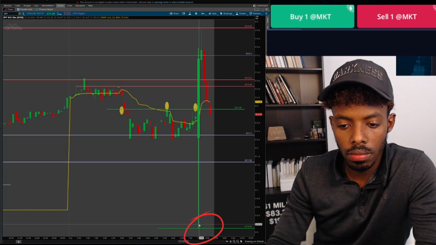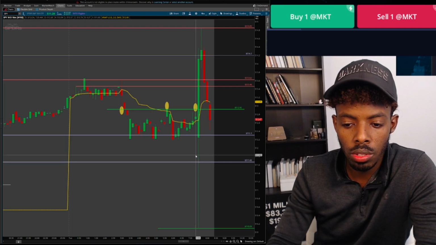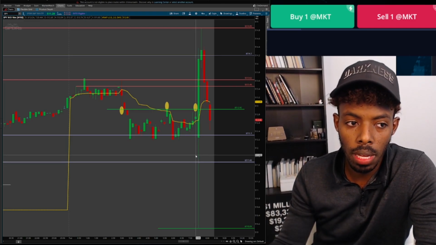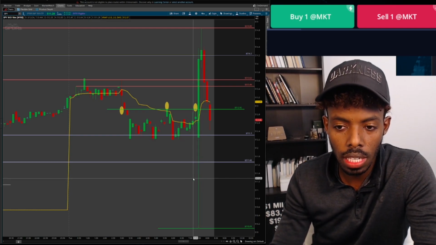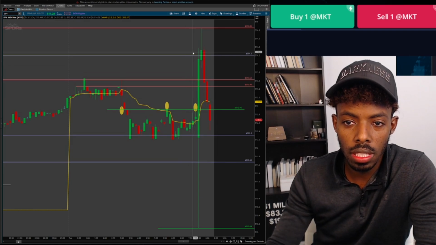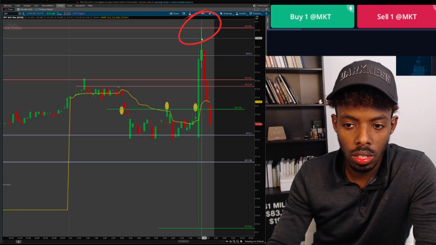Take a look right here. What happened when the price came to this? Whoof, shot up. So there's a reaction there on the buyer side. A wick on the bottom means buyers reacted to the push down. A wick on the top means sellers reacted to the price.